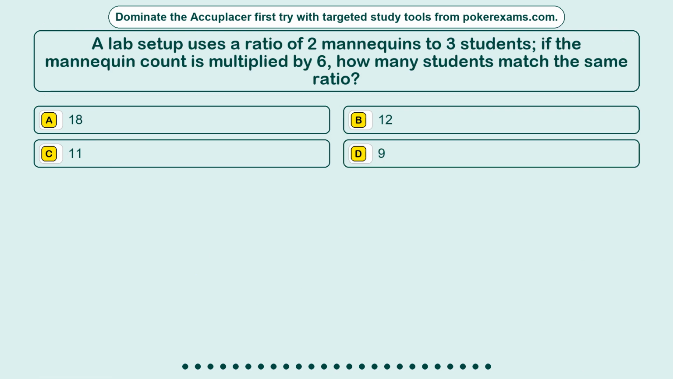Question 5. A lab setup uses a ratio of 2 mannequins to 3 students. If the mannequin count is multiplied by 6, how many students match the same ratio? Option A, 18. Option B, 12. Option C, 11. Option D, 9.